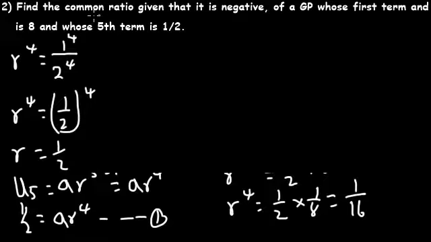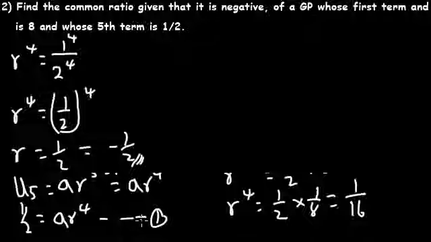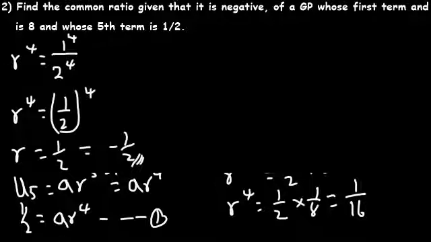However, the condition for the common ratio is such that it has to be negative. So therefore, the common ratio is minus 1/2. So this is the solution to the common ratio. And that gives us the solution to example number 2. On to example number 3.